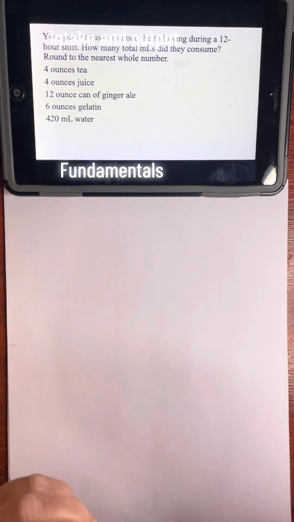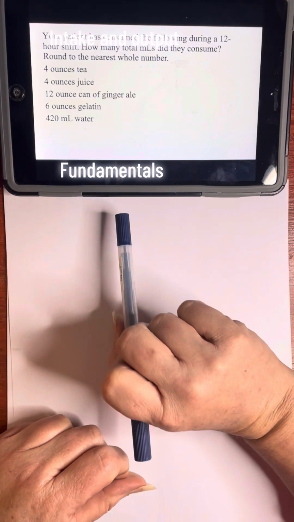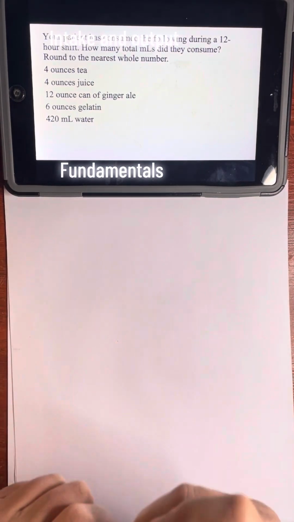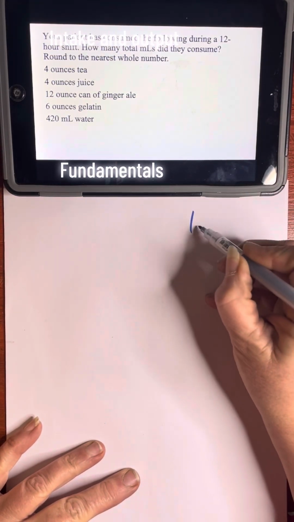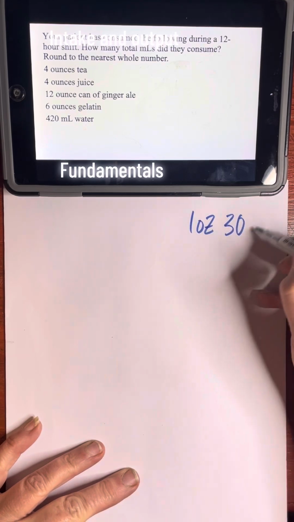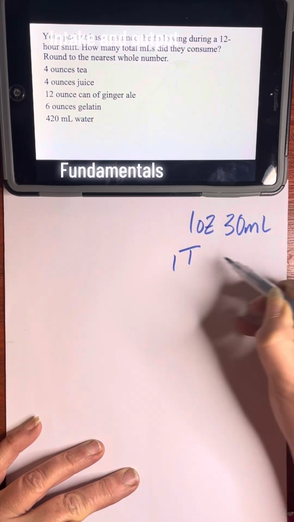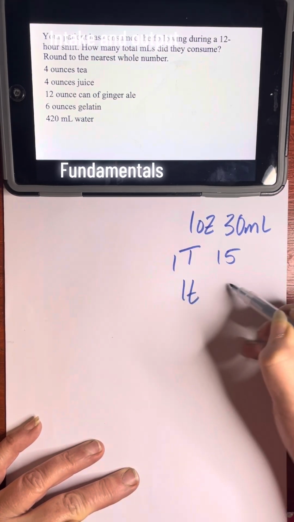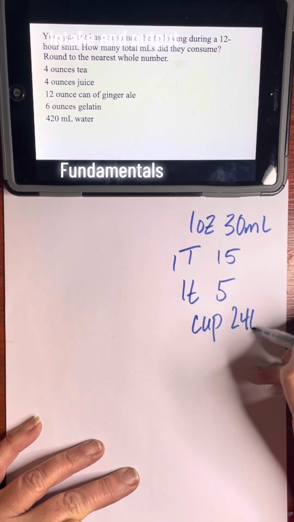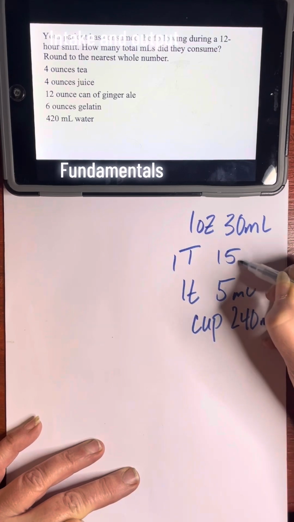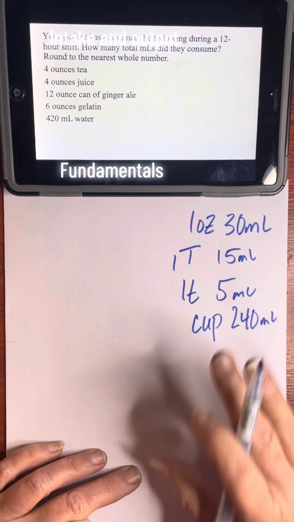Trust my reading. So, first of all, if you don't know your conversions, you should stop this and learn them. You have to know that 1 ounce is 30 milliliters. You got to know that 1 tablespoon is 15 and 1 teaspoon is 5, and a cup is 240 milliliters. If you don't know nothing else, you got to know those. Put them on cards and flash yourself. Okay, here we go.